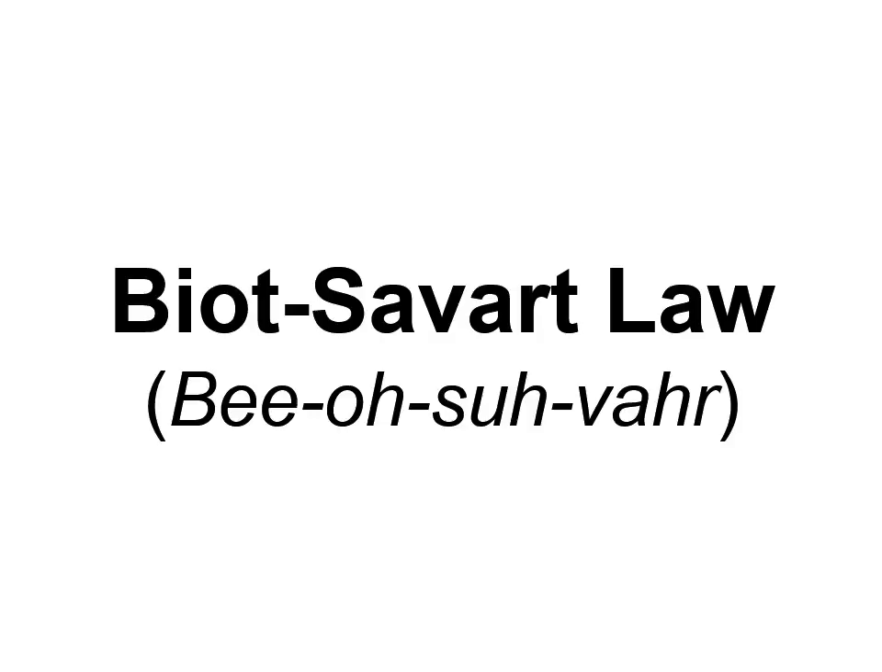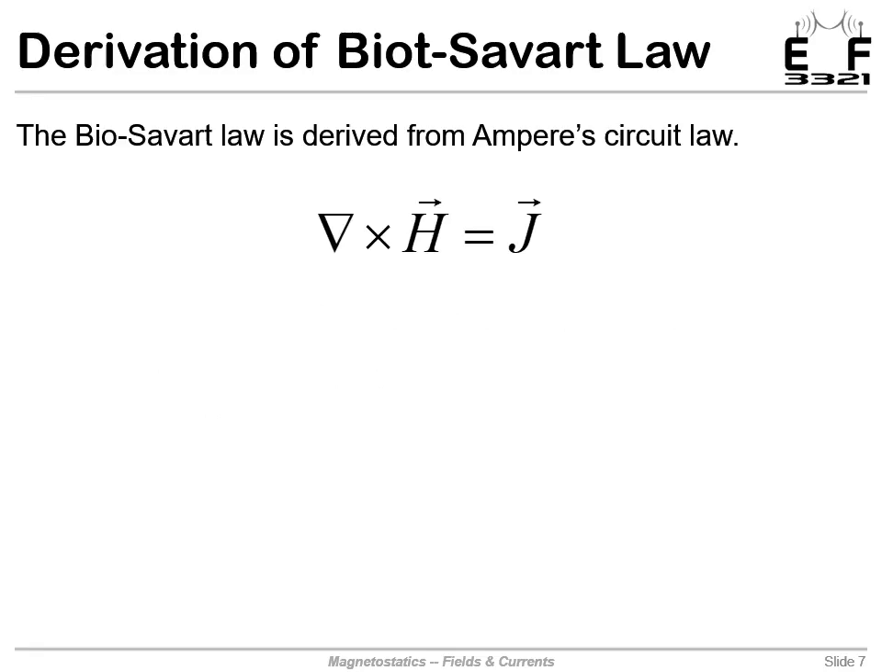The Biot-Savart law. The Biot-Savart law is really derived from Ampere's circuit law. So Ampere's circuit law says we have a circulating magnetic field around a current, but it's really intended to calculate the current given the magnetic field. Well, what if we're given the current? How do we calculate the magnetic field? We have to sort of turn this equation around. And in doing that, that is the derivation of the Biot-Savart law.